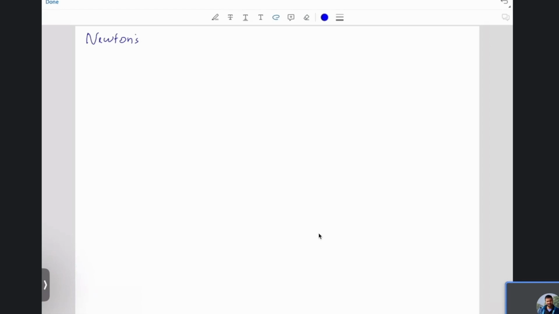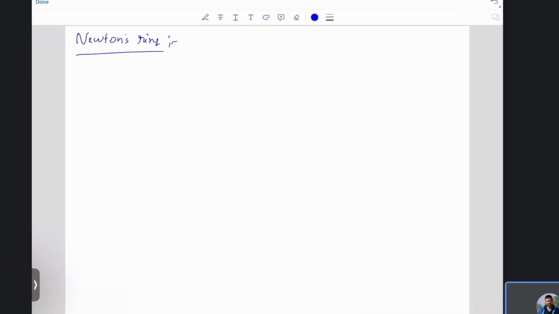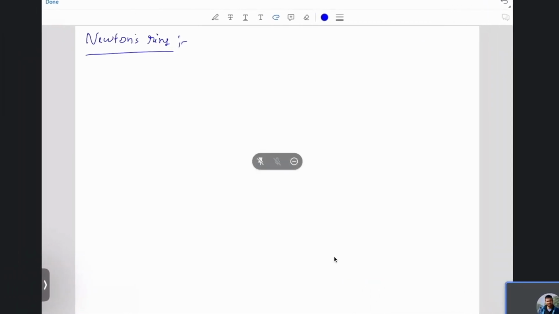Newton's ring. So, Mr. Sankar, do you know something about Newton's ring experiment? You can unmute and respond. It would be better to interact rather than just me talking.